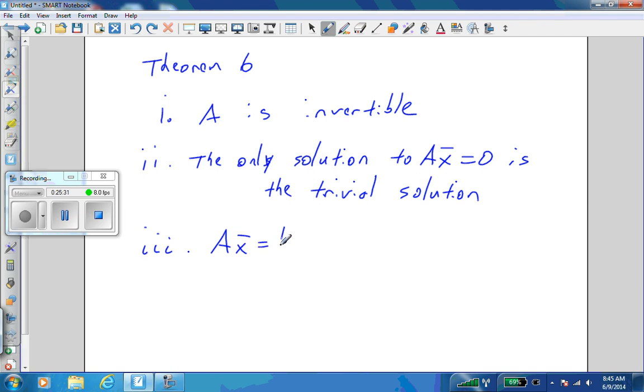The system AX equal B has a unique solution for any B that we have. Or we could say for every B.